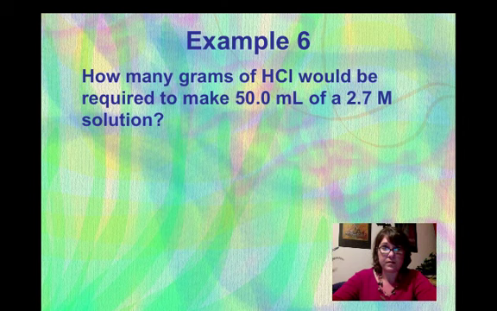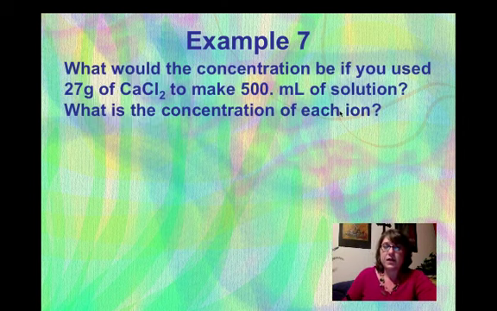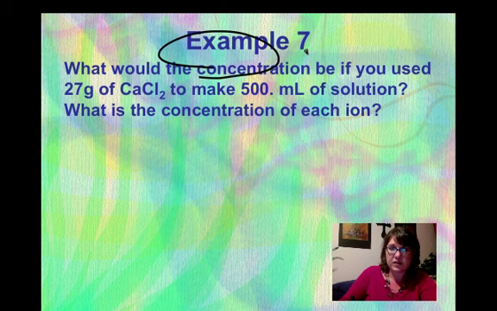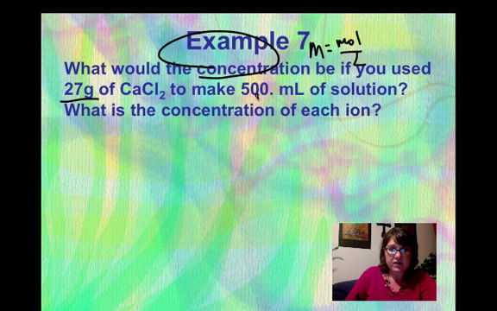I think I missed one. Nope, we just did that one. Alright, here's another example. What would the concentration be if you used, so concentration is measured in molarity, so here again we're going for moles per liter, 27 grams of calcium chloride to make 500 milliliters of solution.